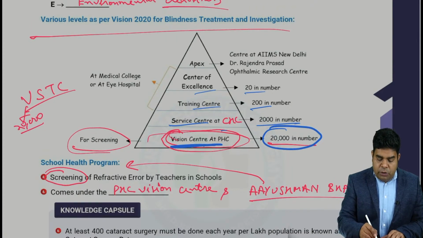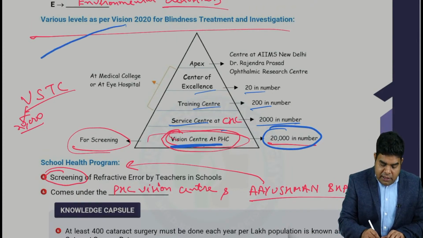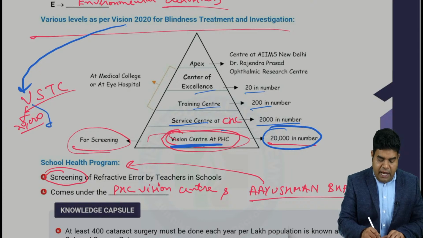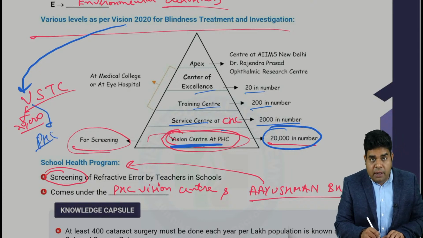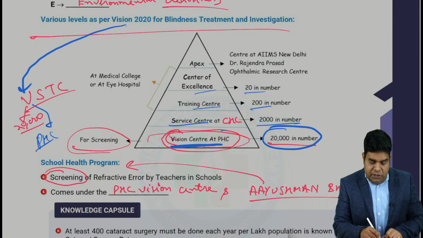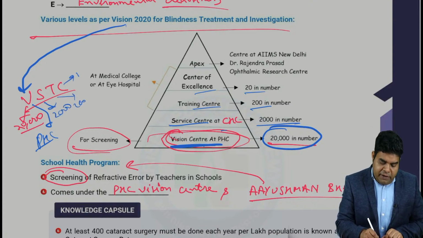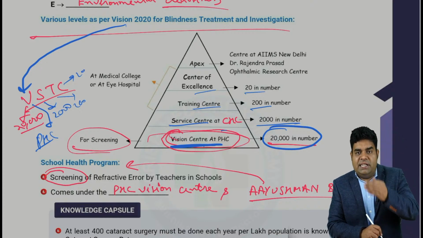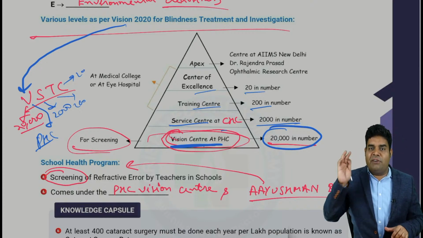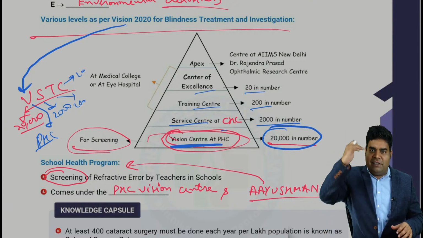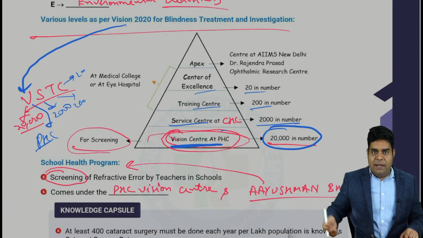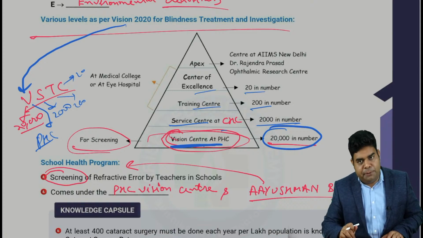First thing is Vision 2020 starts with Vision Center. So the first base is Vision Center at PHC, 20,000. And then you keep reducing by a factor of 10 at each level. Service will be 2,000, training will be 200, and Center of Excellence will be 20. The mnemonic is VSTC: Vision, Service, Training, Center of Excellence. And of course, then the Apex Center, which is at AIIMS New Delhi.